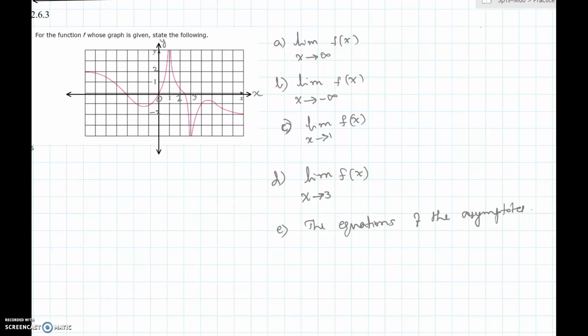Hi, in this video, I will be showing you problem number 3 of chapter 2 section 6 from the practice exam. For the function f whose graph is given, state the following.